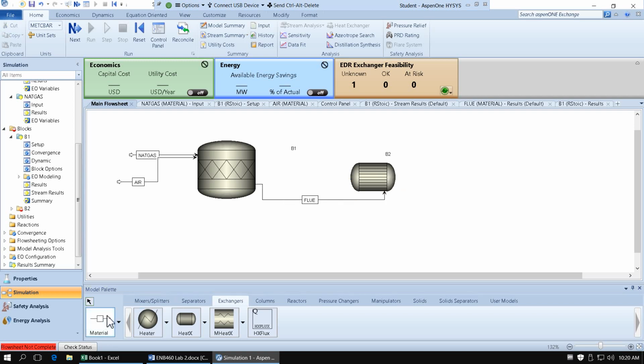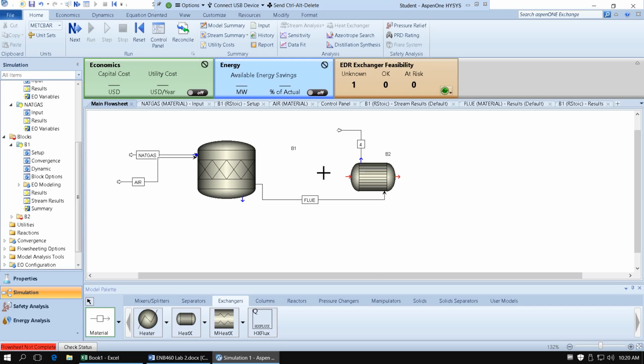Let's make a few more streams. Of course, we need the hot flue going out here. And then our cold streams going in.